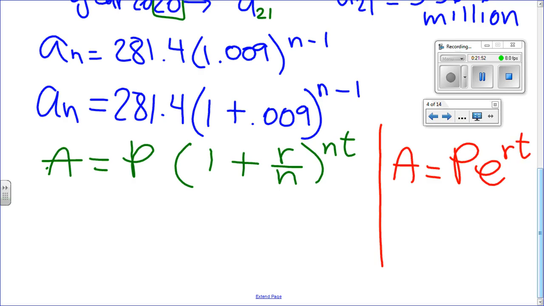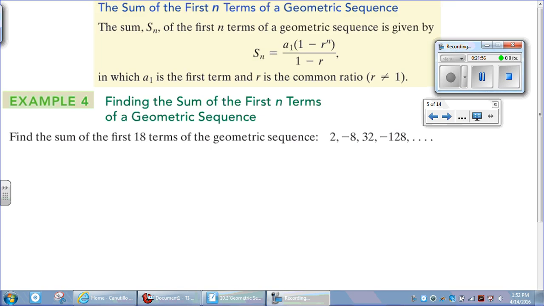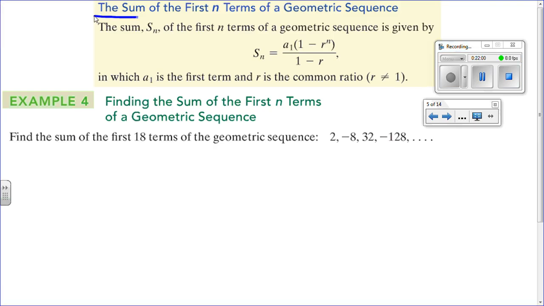I think we're gonna start moving some people around. Now we're gonna look at the sum of the first n terms of a geometric sequence. Would you guys think that if we're just considering the first n terms, that sequence will be infinite or finite? Finite.